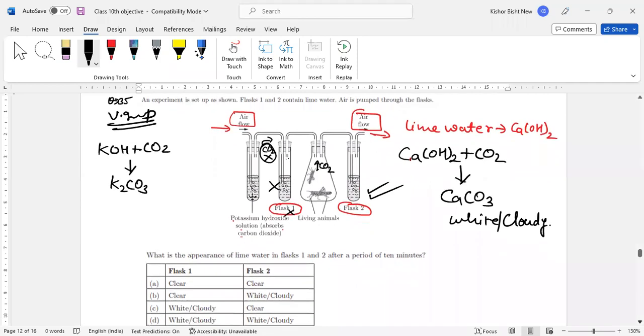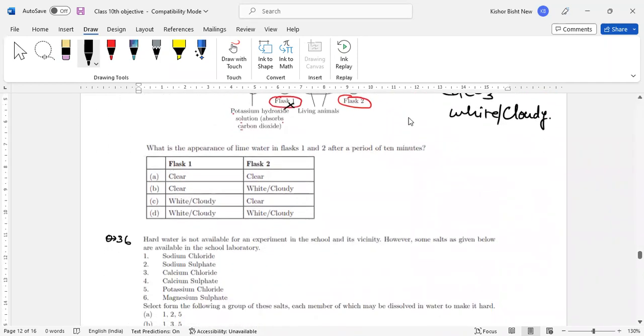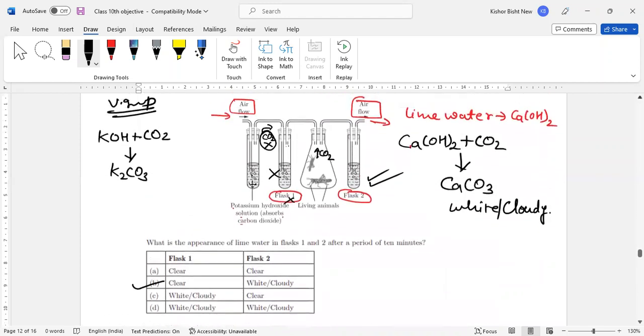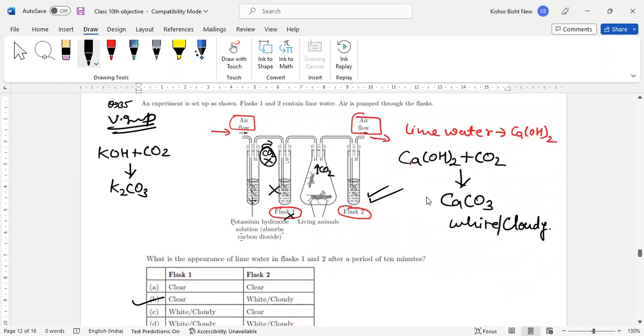So test tube A will not change. It will remain a clear solution as it was. And test tube B will change to a white curdy solution. So your answer will be B. Okay. Now come to the next question. Here they can ask you again one thing: what type of chemical reaction is going on in this test tube?